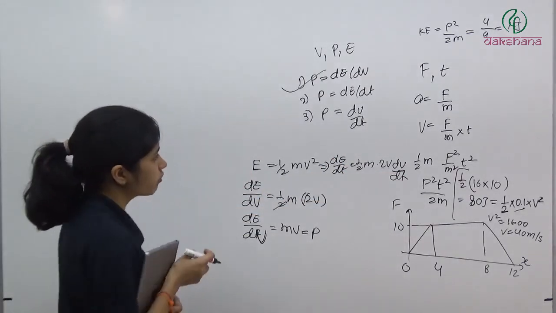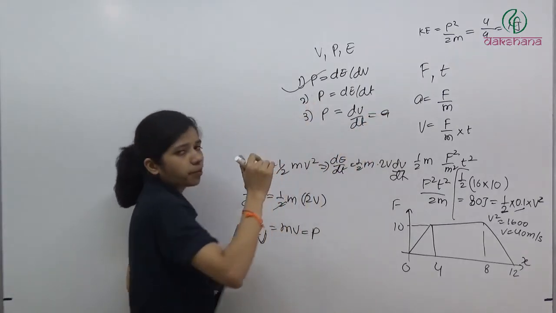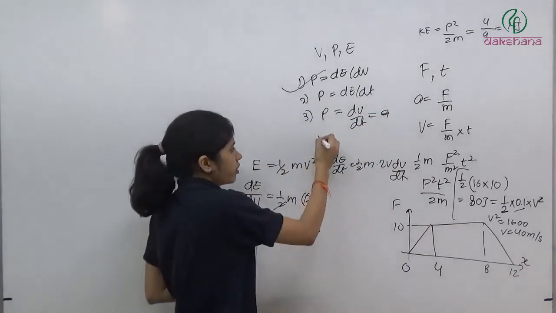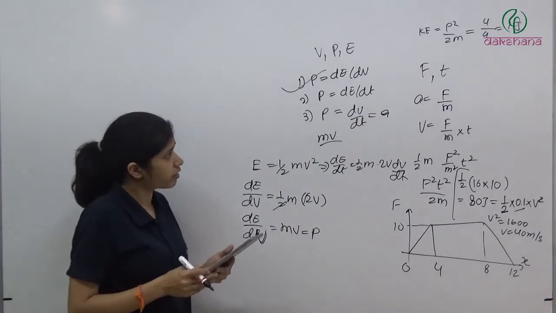Now the third one is dv by dt. dv by dt is simply a, it can never be p, right? p is mv, mv can never be equal to dv by dt. Okay? So the answer will be the first option.